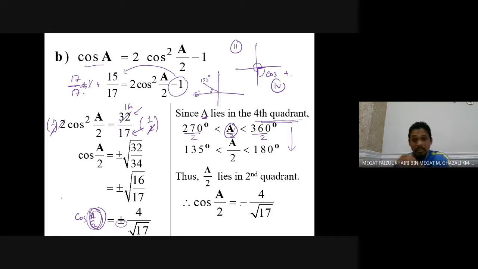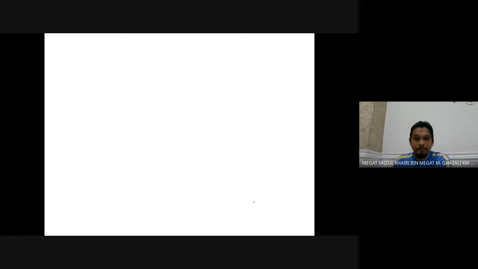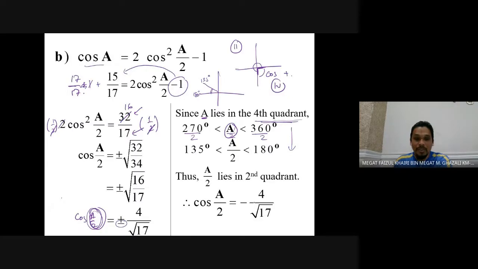So the angle of A over 2 here lies in the second quadrant. So now we are taking the value of negative cos A over 2. I took this as positive at first because A lies in the fourth quadrant, but when we go through this process, looking at the angle of A over 2, we are not dealing with a positive, dia bertukar ke negative. So cos A over 2 equals negative 4 over square root of 17. Okay, for this one here.